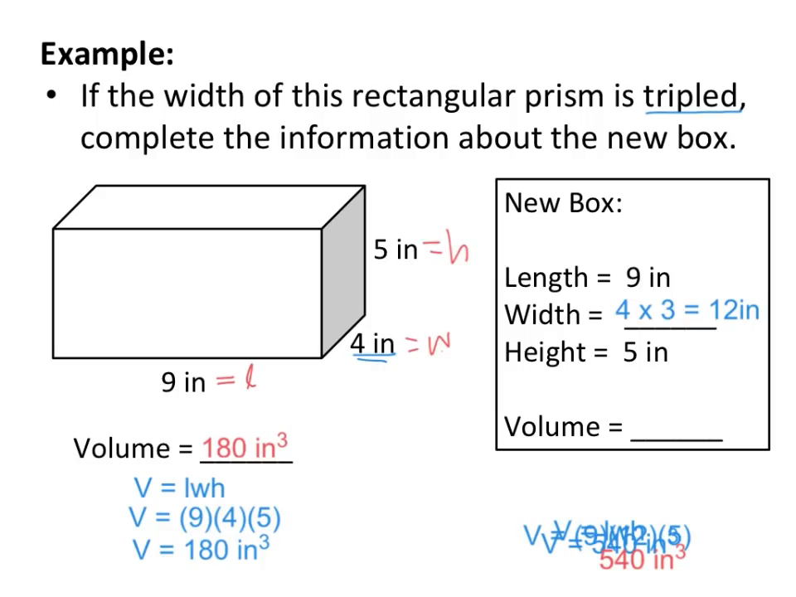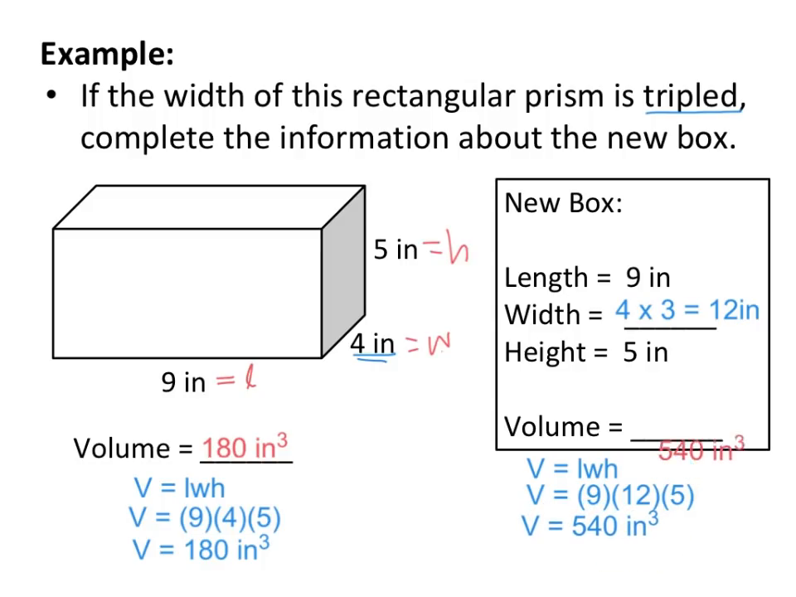So to find the volume, we would use the same formula, length times width times height, and I would substitute in 9 times 12 times 5, and I get the volume of 540 inches cubed. Remember in our overview slide, we said that if we multiply one dimension by a scale factor, then the volume will also be changed by the same scale factor. So in this example, our scale factor was 3 because the width is being tripled. That means the volume from the old box to the new box needs to be tripled.